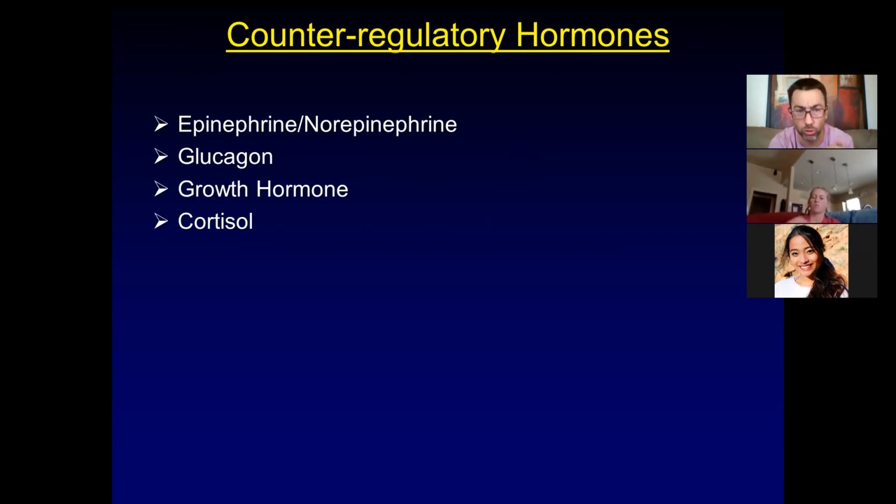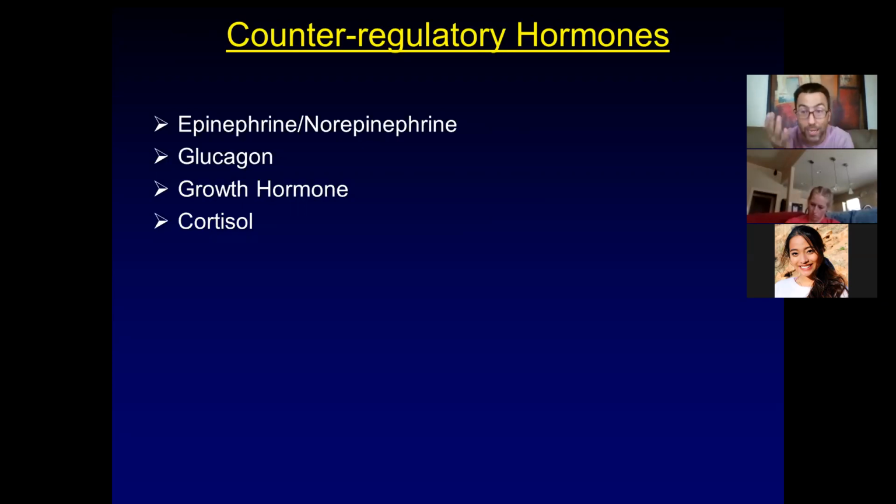So insulin lowers them, but epinephrine and norepinephrine, another pancreatic hormone called glucagon, growth hormone, and cortisol are all considered counter-regulatory hormones. These are going to break down stored glucose either in your liver or in your muscles to try to raise blood glucose levels. These tend to be very high in the morning when you haven't had a meal. So in between meals, these will go up. And they also go up during exercise.